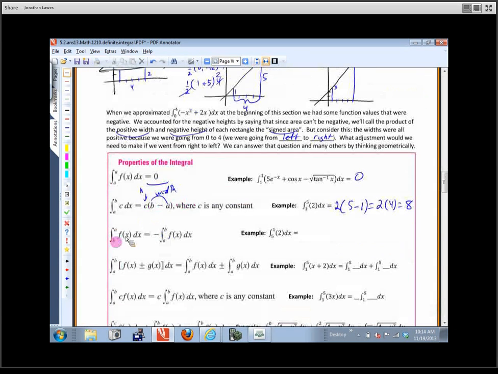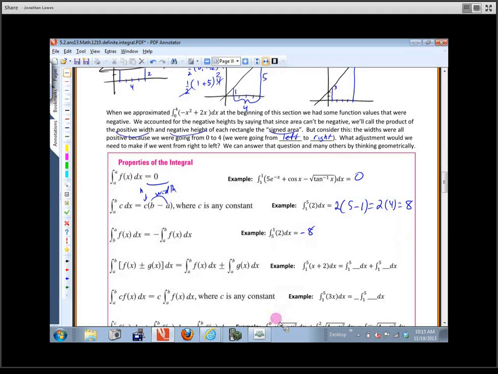If we have something like this, look at the difference. If I'm integrating from b to a on the same function, as if I integrated from a to b, this is going from left to right. This is going in the opposite direction. So guess what happens? You can just put a negative in front of it. If I take that same exact one and I'm integrating from 5 to 1 instead of from 1 to 5, the answer is going to be the exact opposite. The answer is going to be negative 8.